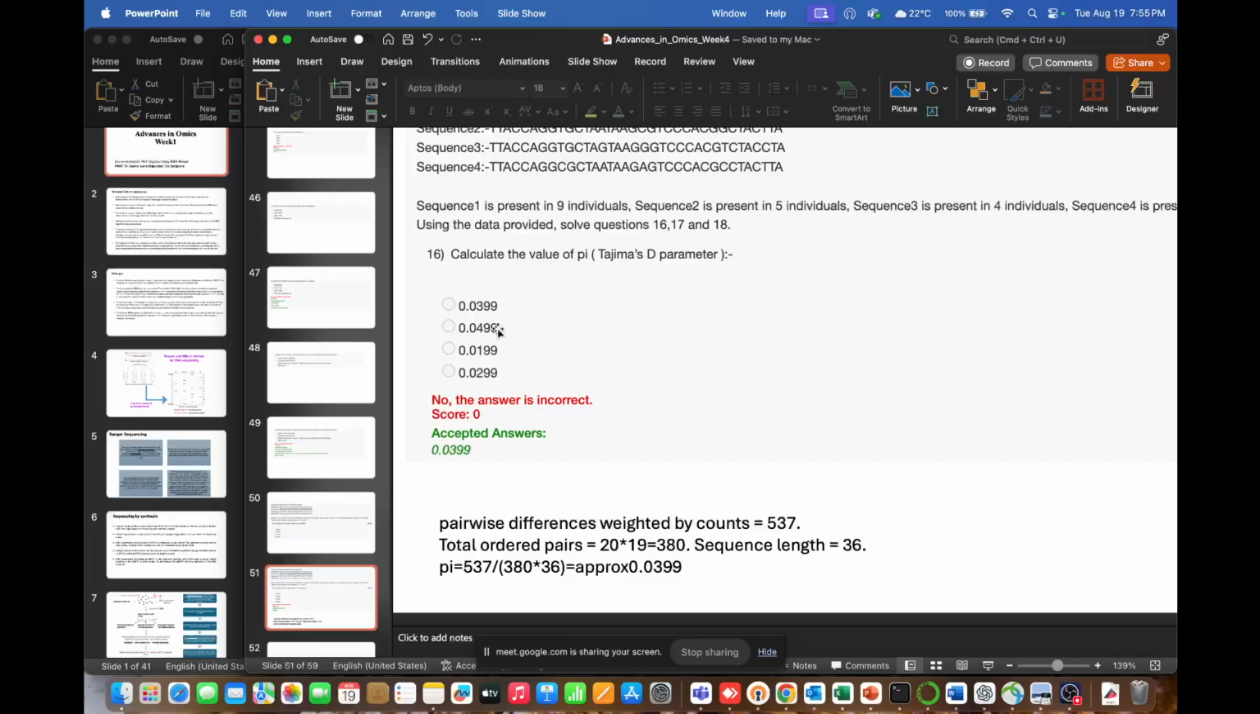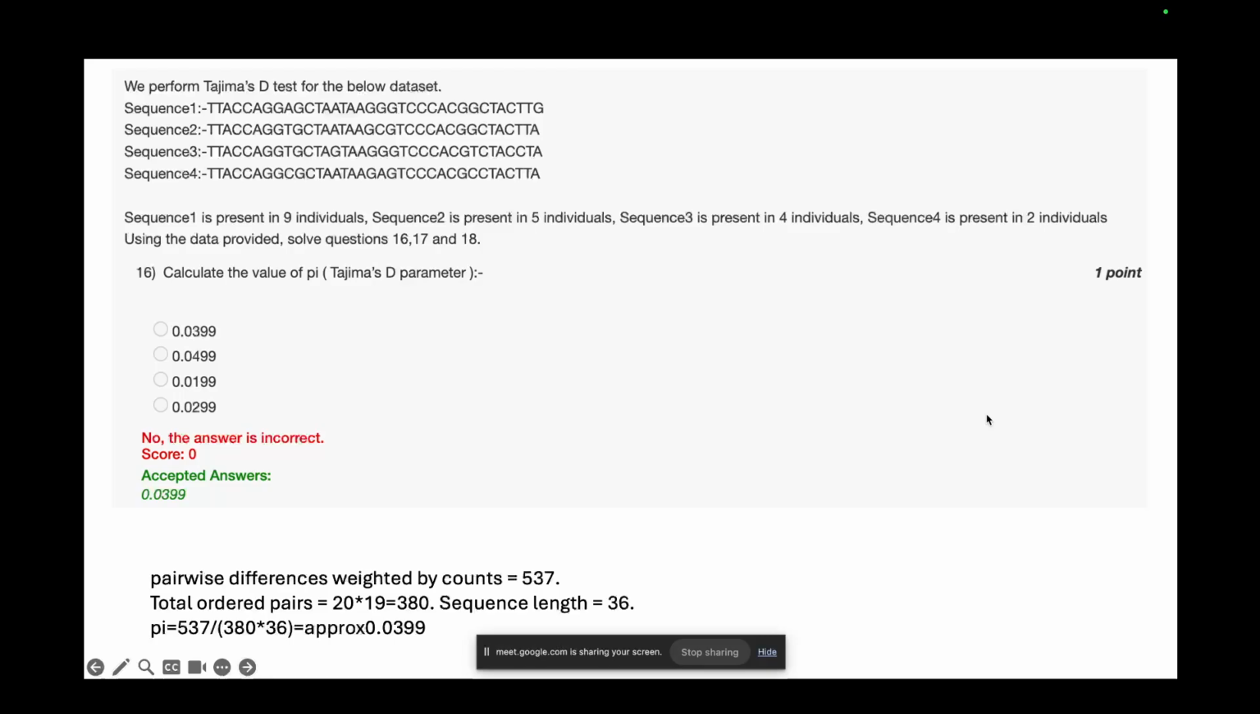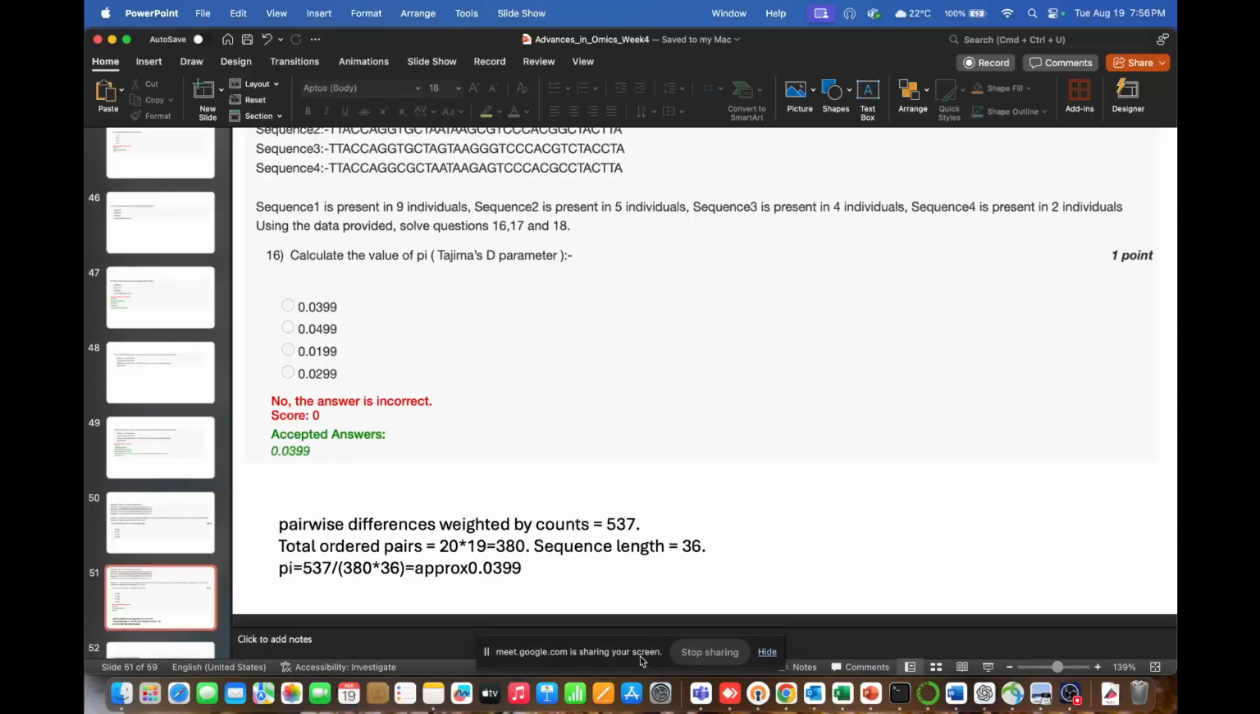This is a kind of tedious one to do. I tried it, and it took me a long time. But the idea is simple. You just put the things in the formula. Just keep in mind that since you have several individuals having these sequences, when you're calculating the differences, you need to weight it by multiplying it by the total number of individuals for that sequence. So this is around 0.0399. Is the explanation okay?